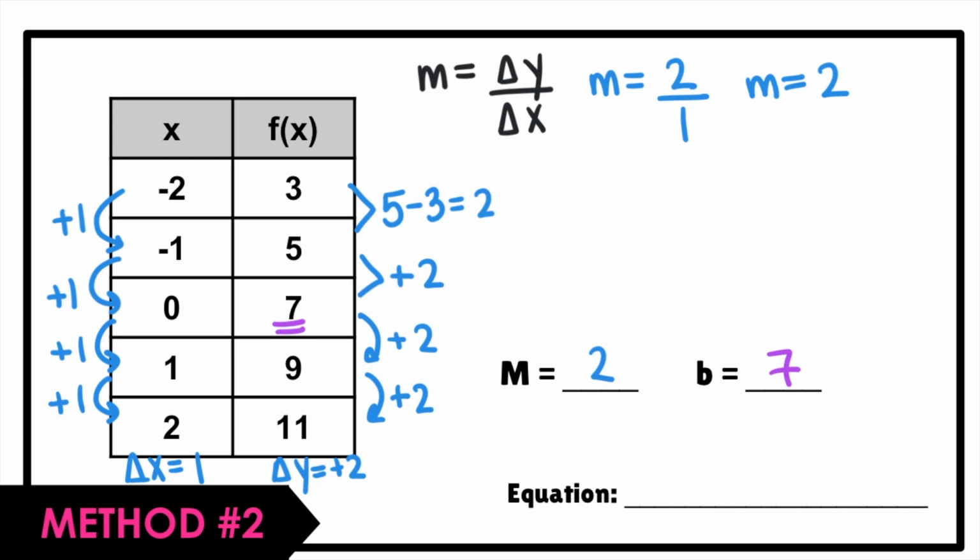Now, if you're given a table that doesn't use y and it uses something else, then you want to make sure in your equation you use the same variables you were given. So for our equation, we're going to write f of x equals, plug in our slope, our independent variable x, plus our y-intercept, which is positive 7.